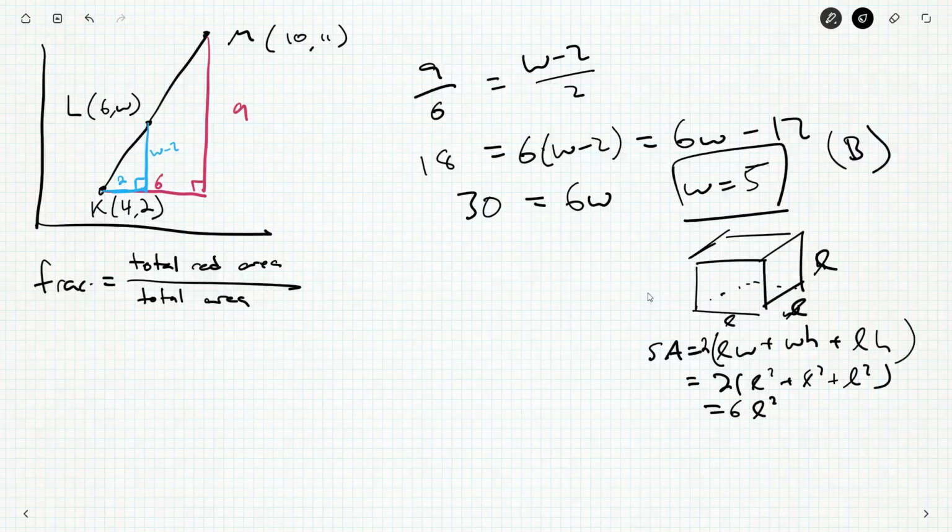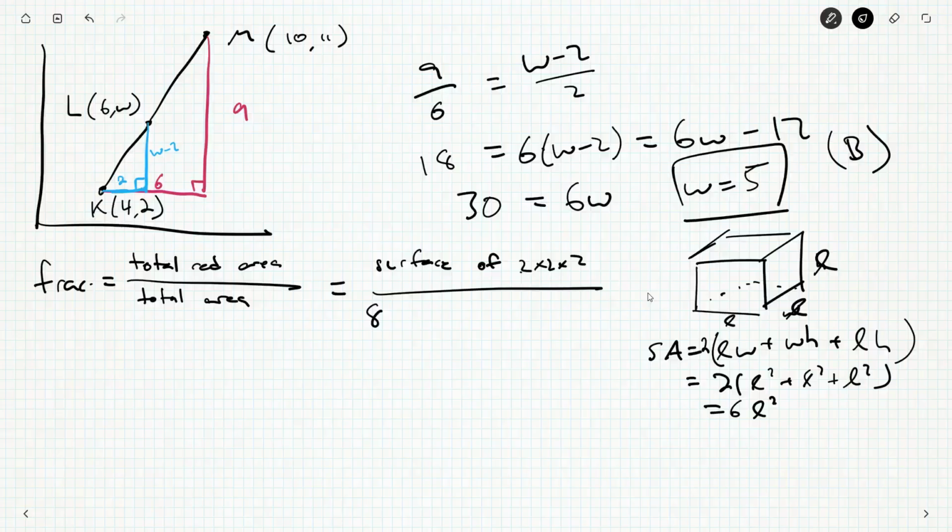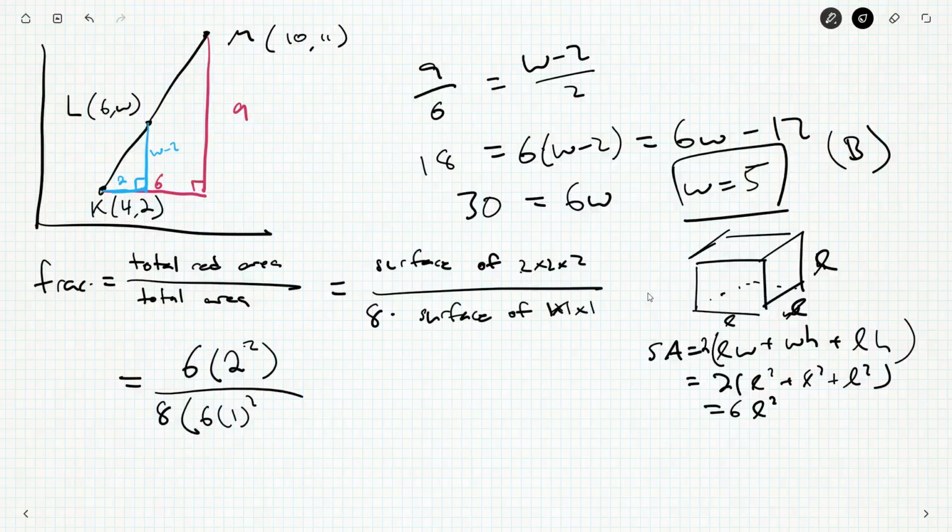So the total red area is the surface area of the 2x2x2, because that's what gets painted red. The total area for the whole thing is the surface area of the 8 unit cubes. So the 1x1x1 cubes. So the total surface area that's painted red is 6 times 2 squared. And the surface area of the 1x1s is 8 times the surface area of a single 1x1. So 6 times 1 squared.